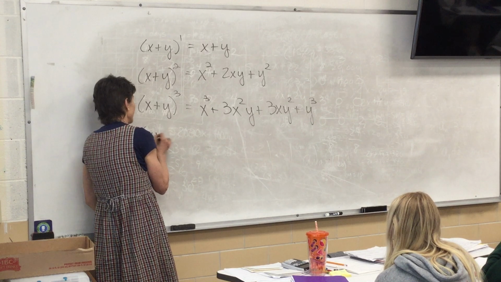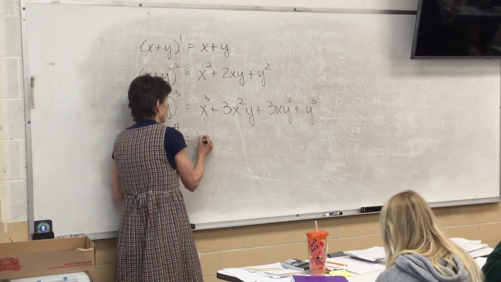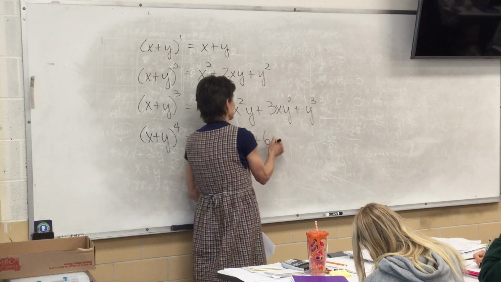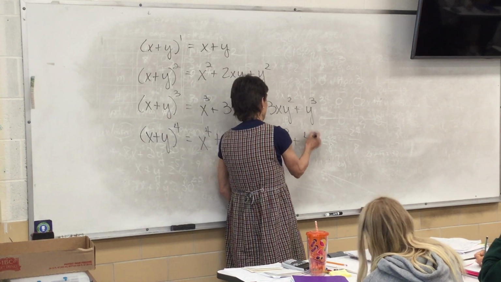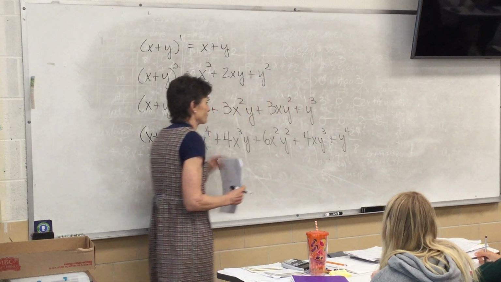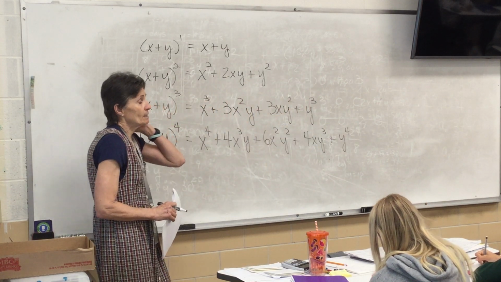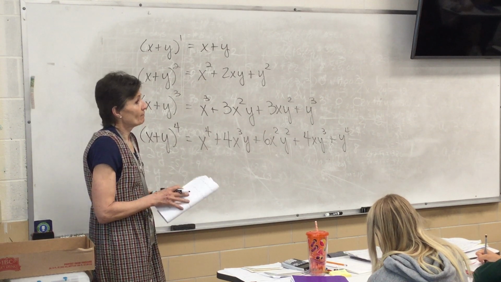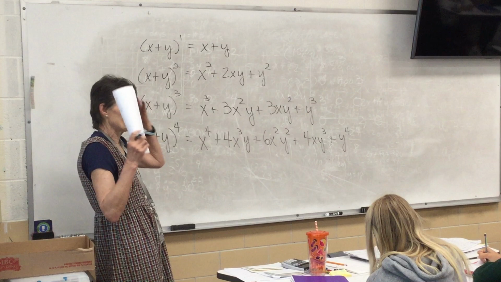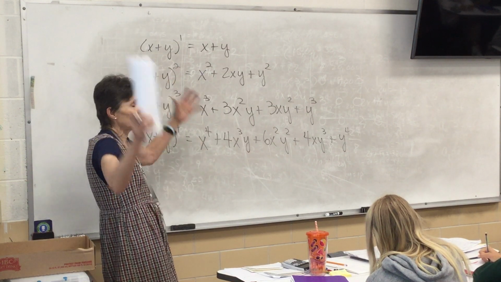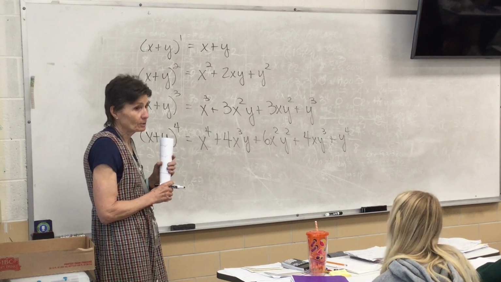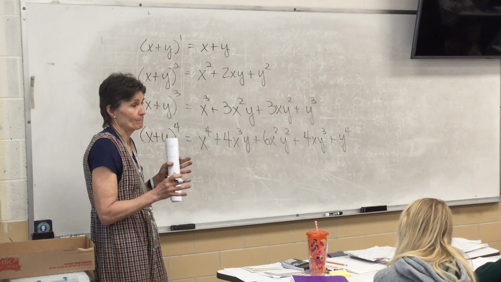So (x+y) to the fourth is x to the fourth, 4x cubed y, 6x squared y squared, 4xy cubed, and y to the fourth. Now again, you know me well enough. My memory is not that good, especially now that my allergies are acting up. My head's like blown up. There's a trick here. There's absolutely a trick here, a pattern.